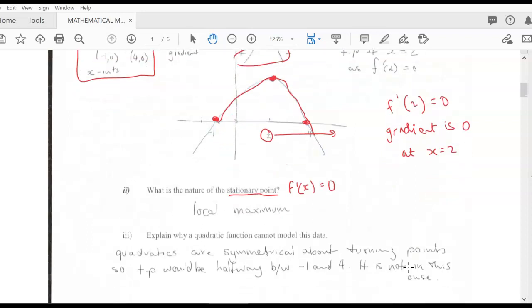So part 3, explain why a quadratic function cannot model this data. So when you think about quadratics, they are symmetrical. If you have your two x-intercepts, so here -1 and 4, your turning point is always halfway between them. So halfway between -1 and 4, if we were to add them together and divide by 2, -1 plus 4 is 3, 3 divided by 2 is 3 on 2, or 1.5. That's where your turning point should be, but for this graph, it's at x equals 2. So that's why a quadratic function cannot model this data.